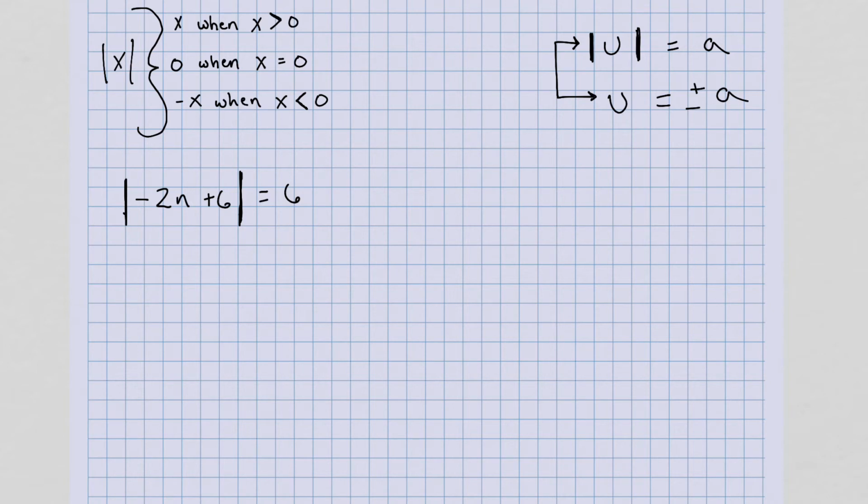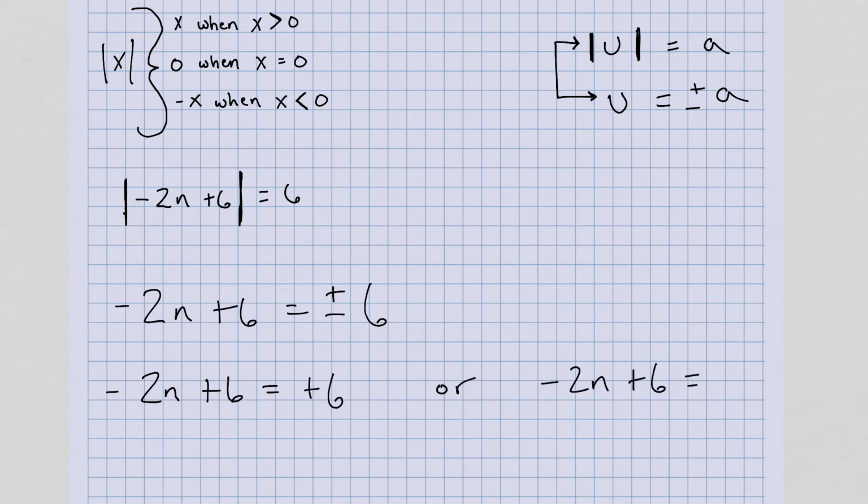Okay, so what we're going to do is go ahead and take down these absolute value signs. We get -2n plus 6. Now we have to add this plus or minus here, just like the rule I've been telling you. That means -2n plus 6 can equal +6, or -2n plus 6 equals -6. Simply put, here's the positive version, here's the negative version.